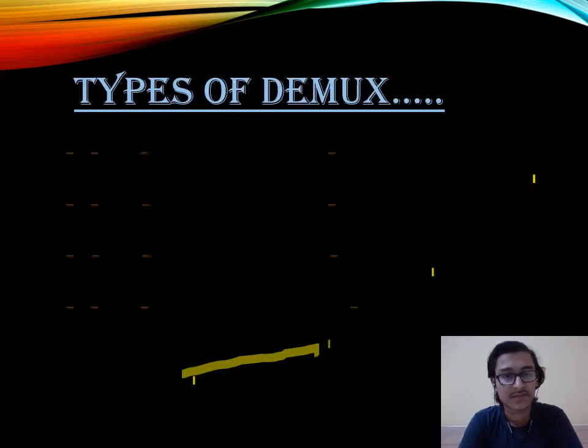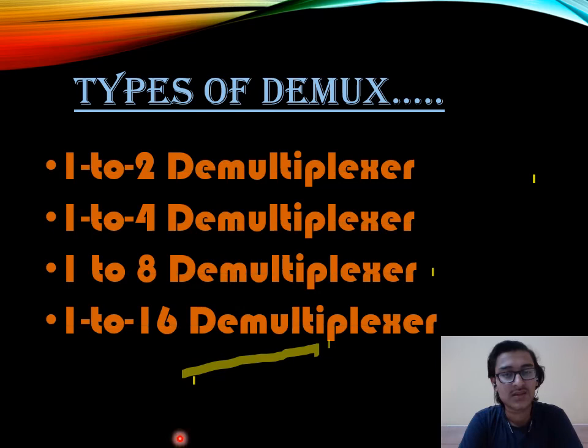So let's talk about types of demultiplexer. The first we have is 1 to 2 demultiplexer. The second we have is 1 to 4 demultiplexer. The third we have is 1 to 8 demultiplexer. And the fourth we have is 1 to 16 demultiplexer. These are the outputs and these are the inputs. We have one input in all the demultiplexers as I told, and we have different types of output. It can be 2, 4, 8, 16, etc.